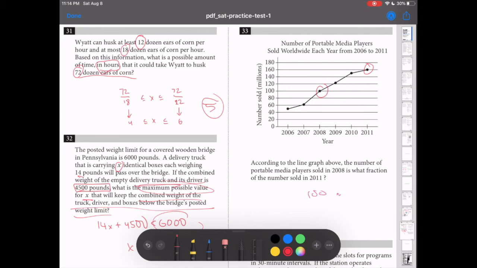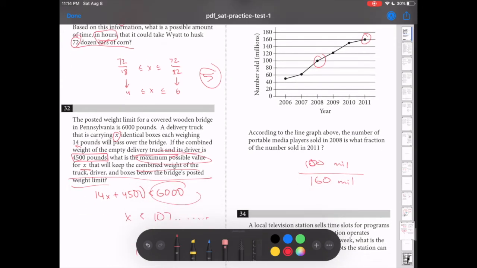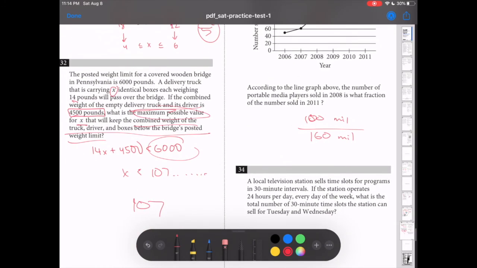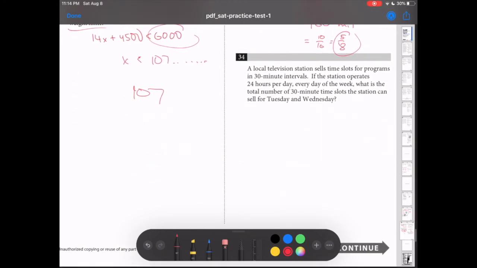Very simple. Just find the numbers. 100 mil. No need for that here actually because it cancels out over 160 mil. That is going to simplify down to 10 over 16 equals 5 over 8. Fill that in.